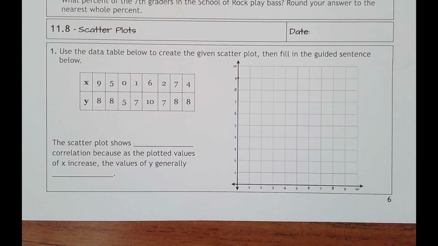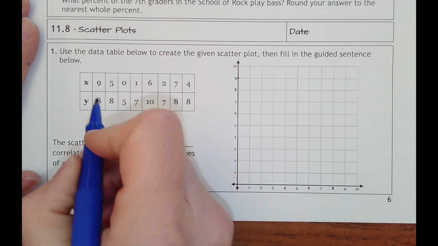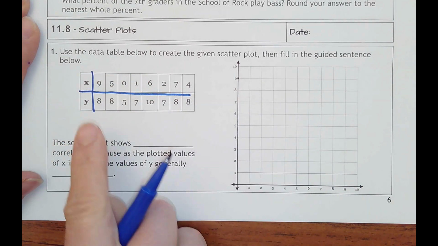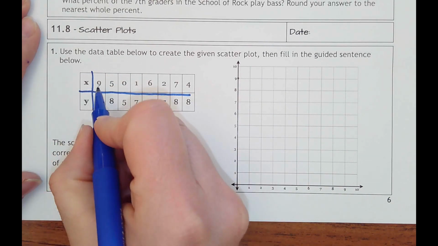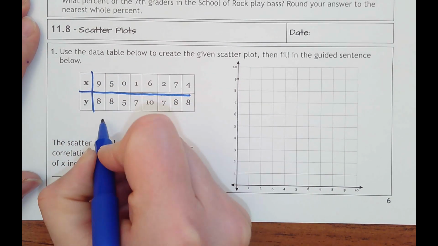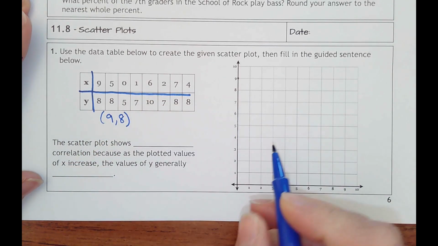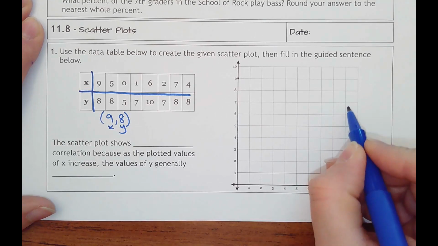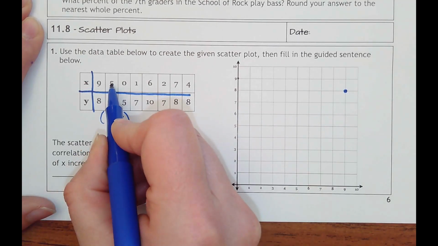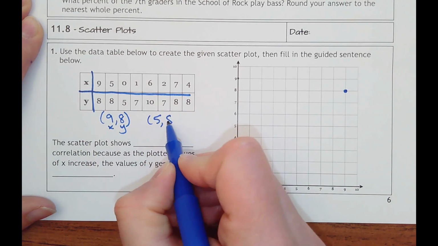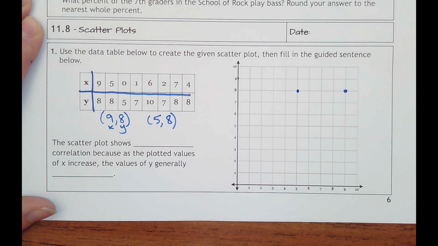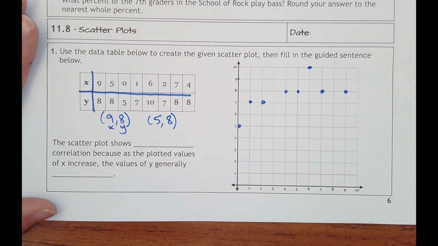Lesson 11.8 is called scatter plots, and a scatter plot is literally just plotting some points and they're going to be scattered all over. So it wants us to create a table using the data here, and so they give you an x and a y. This is a coordinate point like 9, 8, and so I just want you to plot those. Remember that it goes x, y, so you go right 9, up 8. This point would be 5, 8, right 5, up 8, and go ahead and graph the rest of the points. And it would look like that.